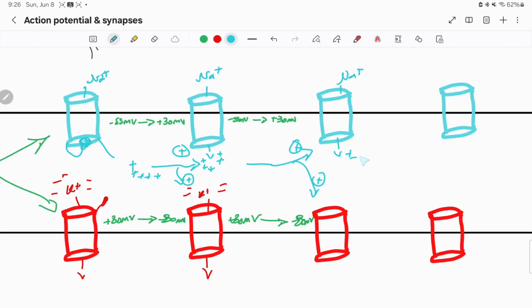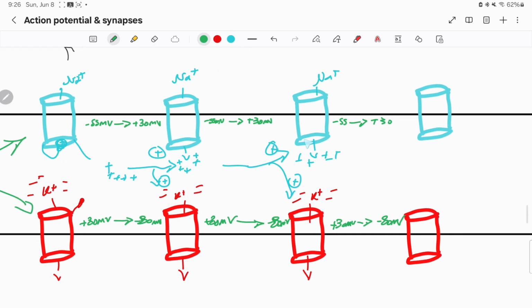Sodium will come in, make the inside super, super positive, until we're at positive 30 millivolts. At positive 30, the inactivation gate closes. The potassium activation gate opens up, and then it moves out, making the inside negative until we're what? From positive 30 all the way to negative 80 millivolts.